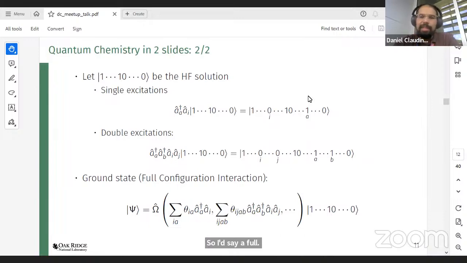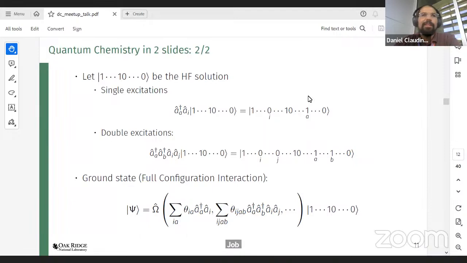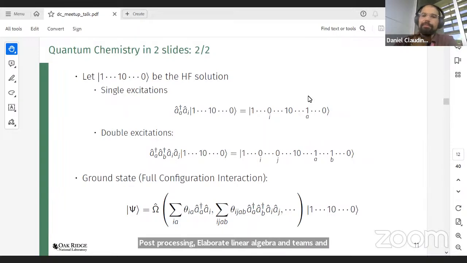So I'd say a full variational run of any algorithms like VQE or machine learning tends to be pretty time consuming because there's communication to the servers, and depending on how they handle job submission, they have a queue. A job can sit there for a while, and then they send the results back. Once you do that, you have to process these bit strings, and if the post processing requires some elaborate linear algebra routines and things of that sort, it can be a pretty time consuming workflow overall.